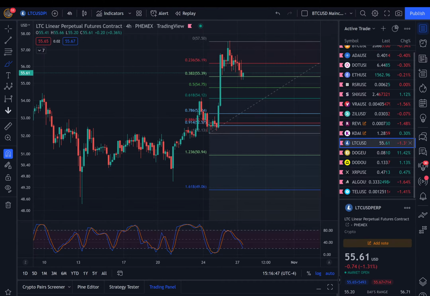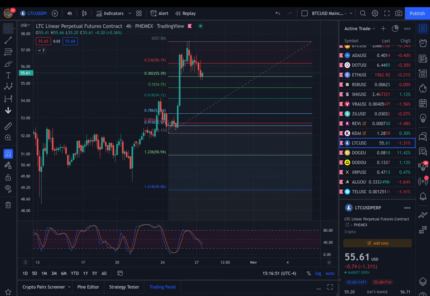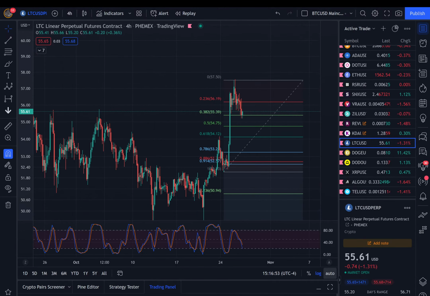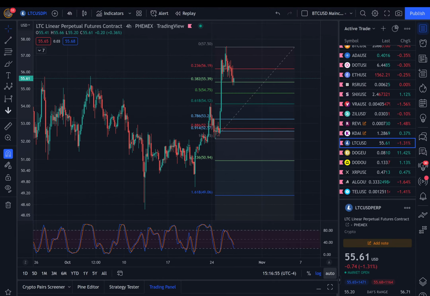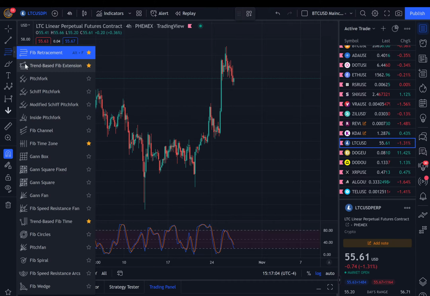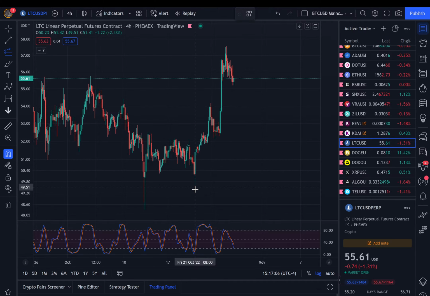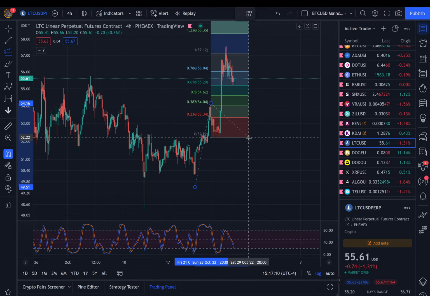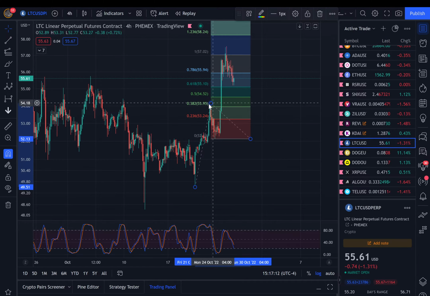Litecoin. Litecoin is in an impulse. This looks like it's in a wave 4 correction. Maybe. I think this is quite clear. A wave 1, wave 2 situation. Took about the same amount of time to print wave 2 as it did to print wave 1.